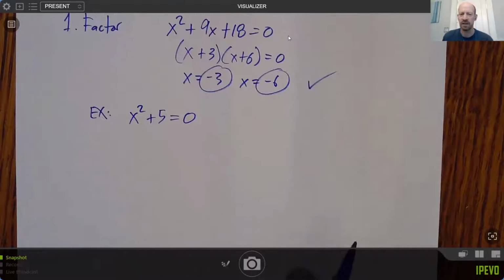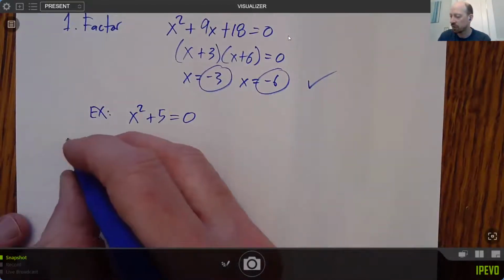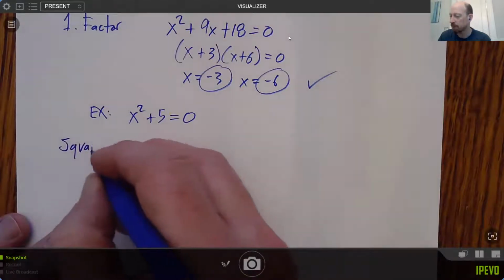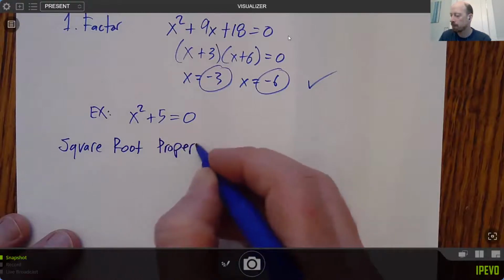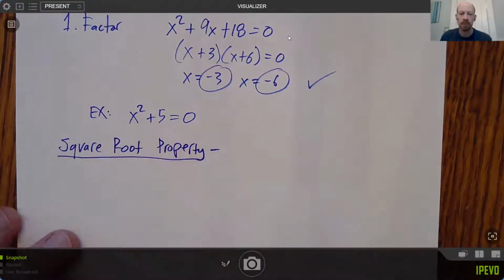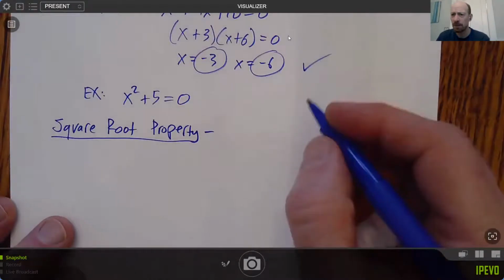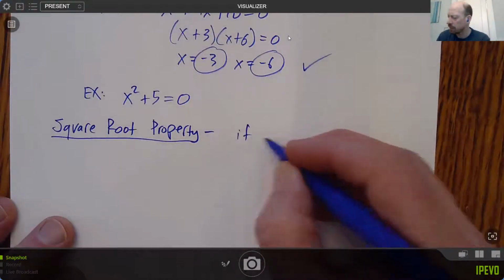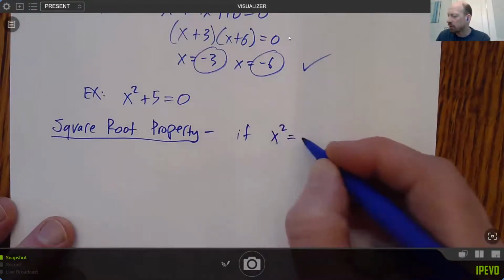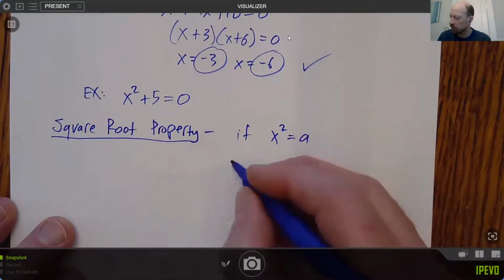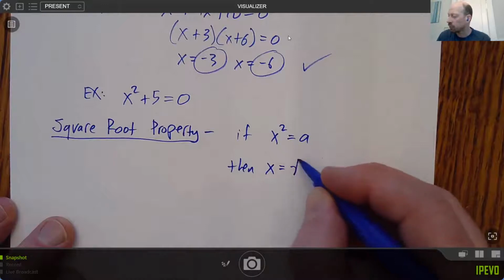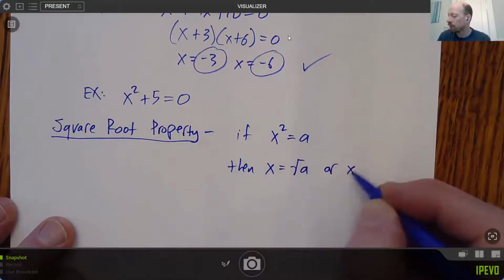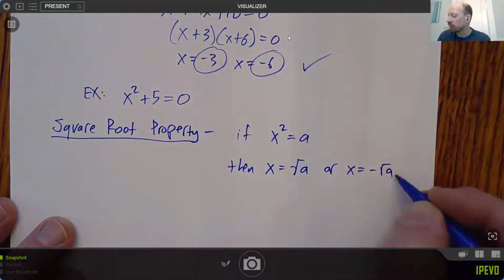And the first technique has to do with ones of this form, which we can solve using something called the square root property. Okay, and the square root property says that if x squared is equal to a, then x equals the square root of a, or x equals minus the square root of a.